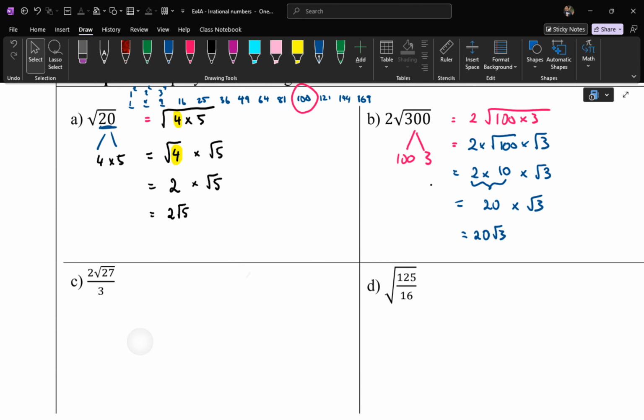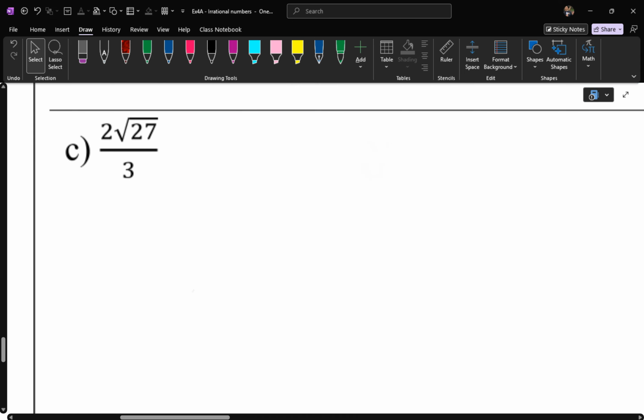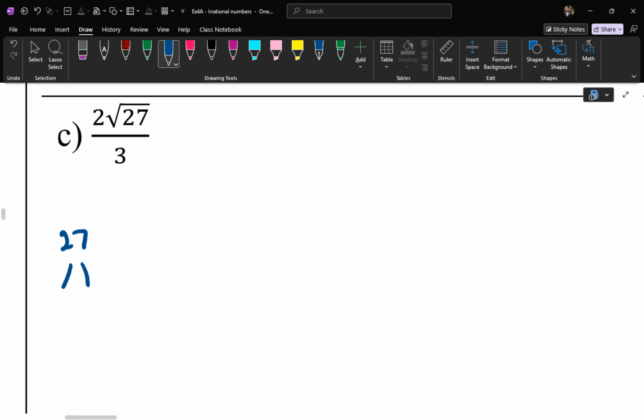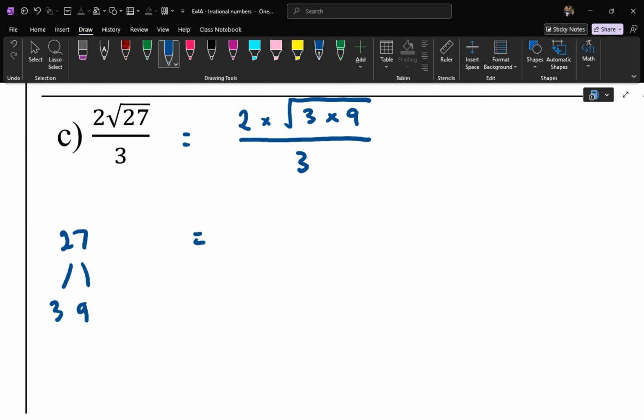This one has a fraction in it, but same idea. Break the 27. Think about 27. What two numbers can you multiply? One has to be a square. 3 and 9, very good. So when you write it out, 2 times the root of 3 times 9, divided by 3. That's the same thing as writing 2 times the root of 3 times the root of 9, divided by 3.